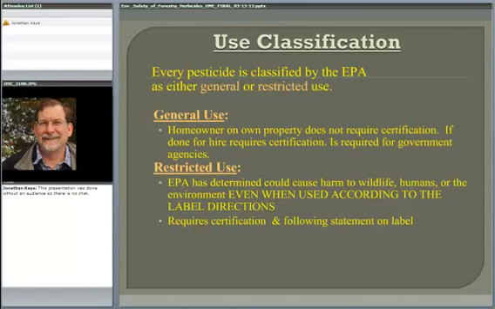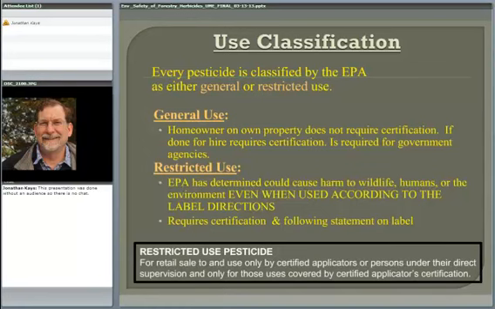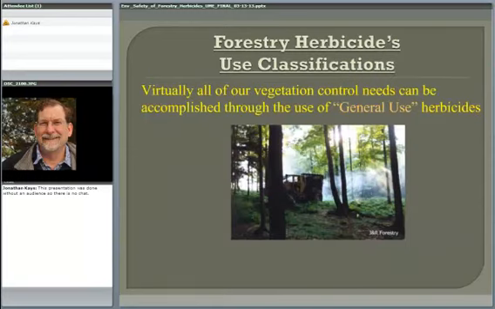And the following statement is on the label that you see here: for retail sale to and used only by certified applicators or persons under their direct supervision, and only for those uses covered by the certified applicator's certification. So, for example, you might want a certification for rights-of-way or for horticulture. I can't remember what the exact categories are, but there's a number of them, and they're based on the category.